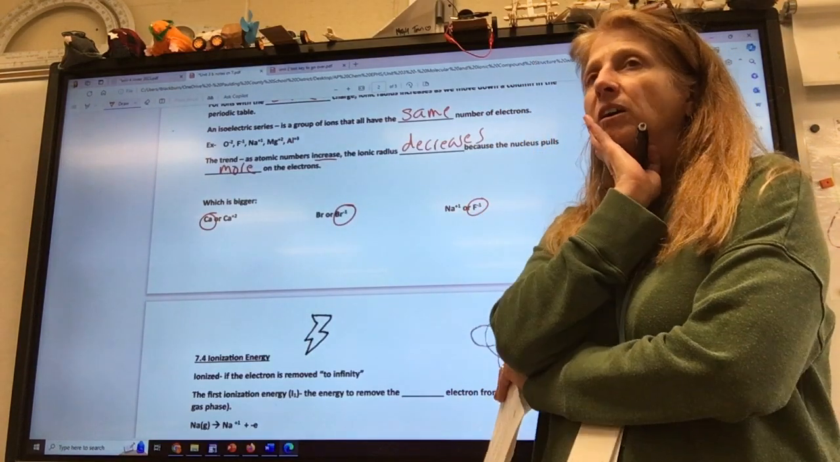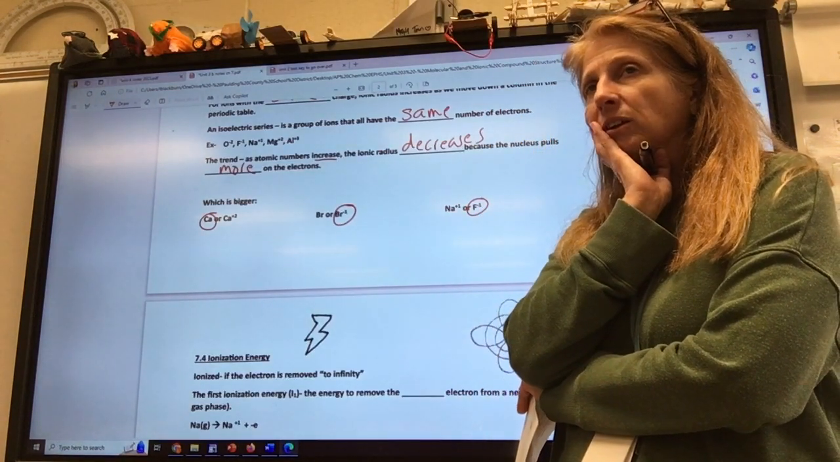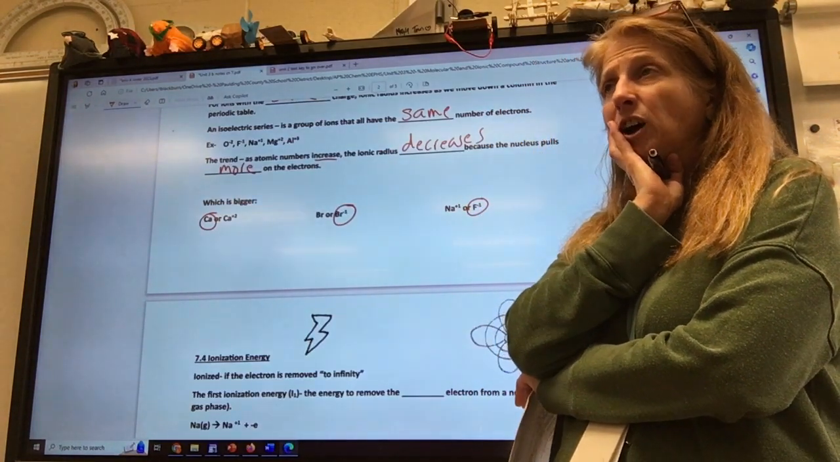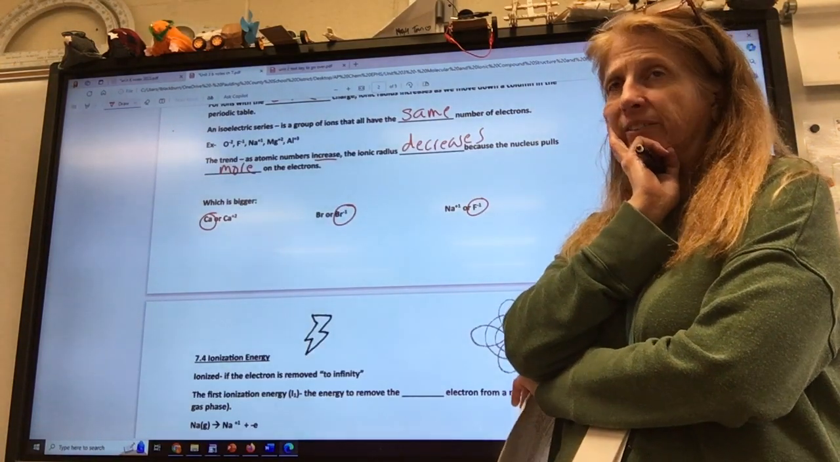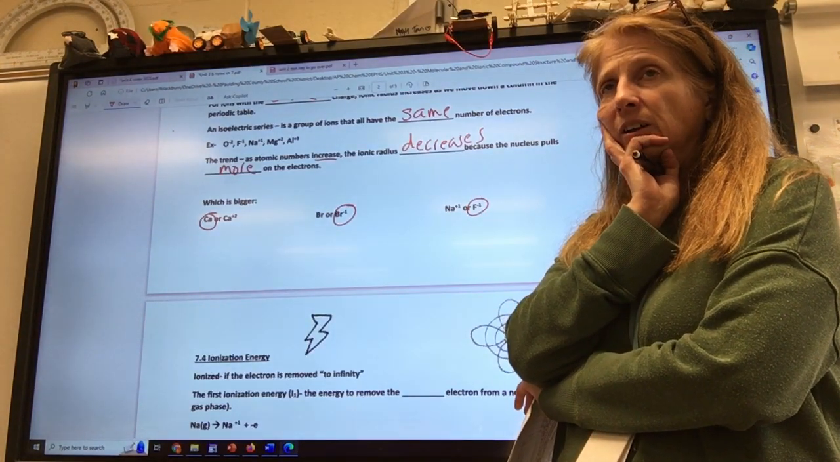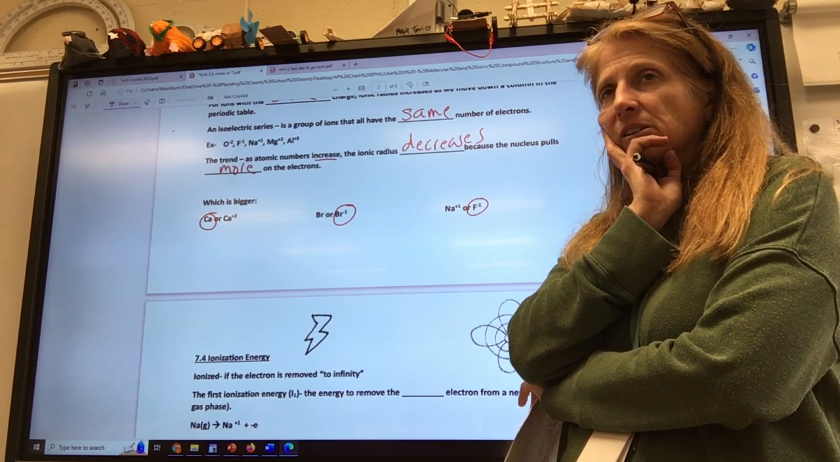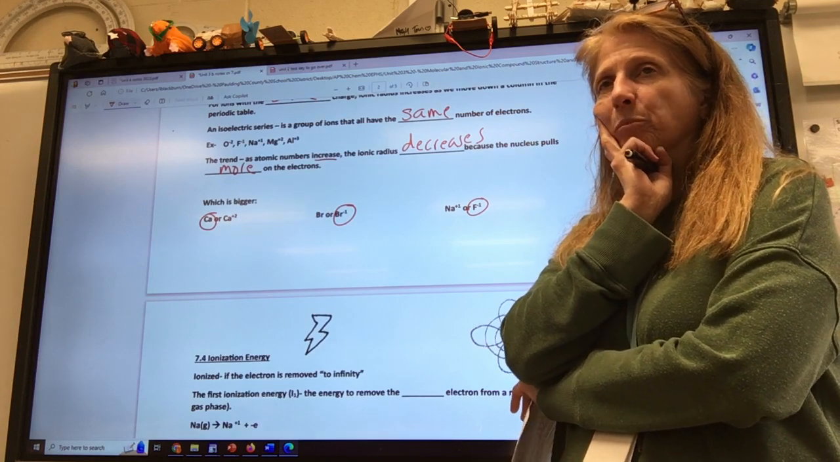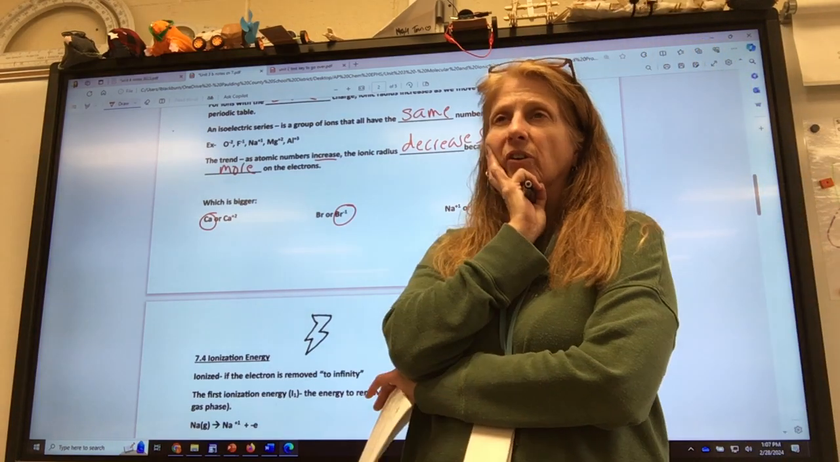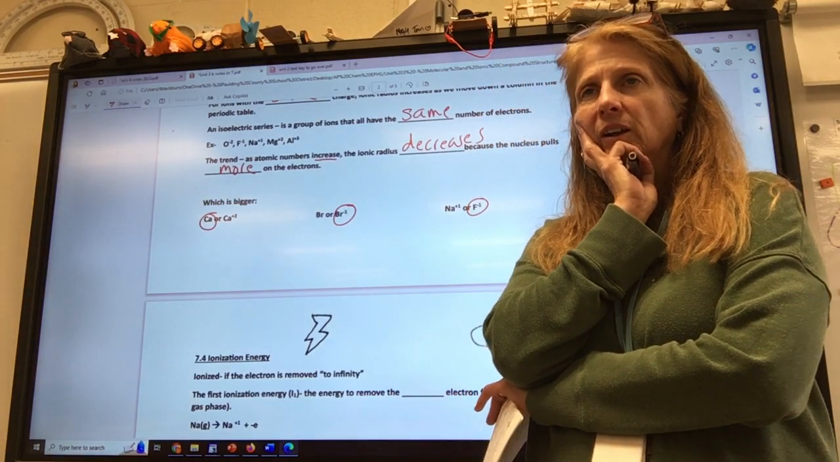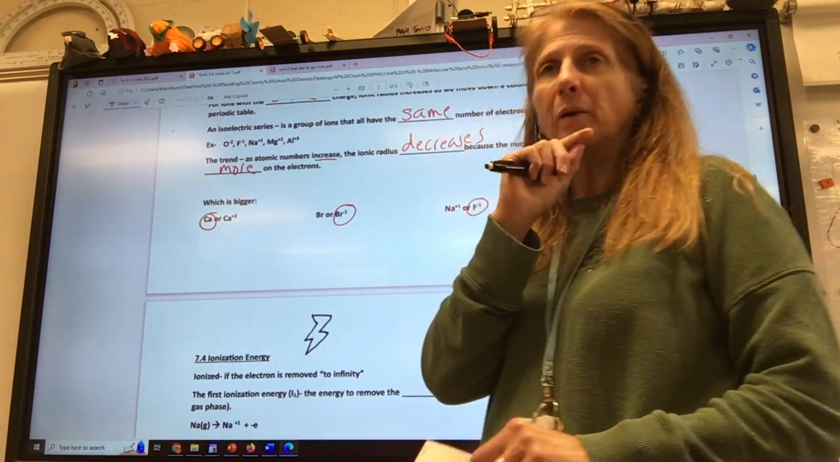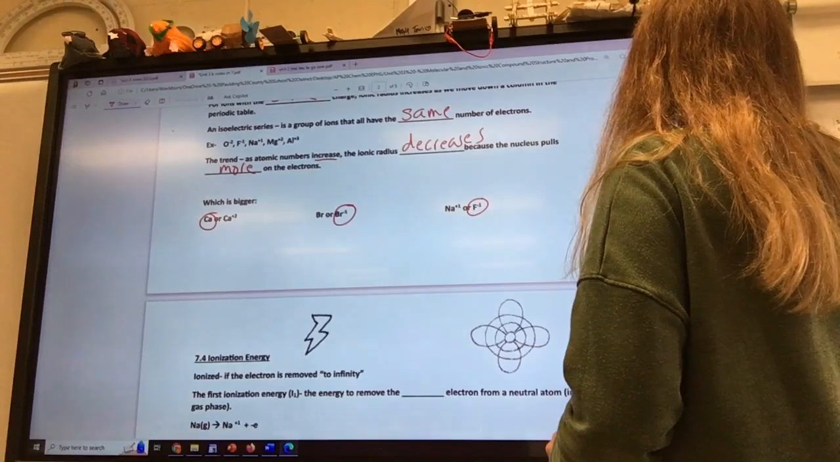Yes? You said as atomic number increases, electrons decrease? As atomic number increases, electrons increase, because if it's a neutral atom, protons and electrons are the same. Okay? Everybody good? All right, moving right along.